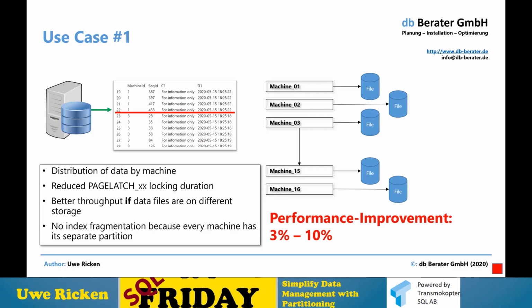Just add a new file group, put a file on it, and it works. Change the partition schema and the partition function, and then we have the next machine implemented. Very, very easy. So with the distribution of the data by machine, we have reduced the page latch locking duration and the number, by the way, and we had way better throughput if data files are on different storage.